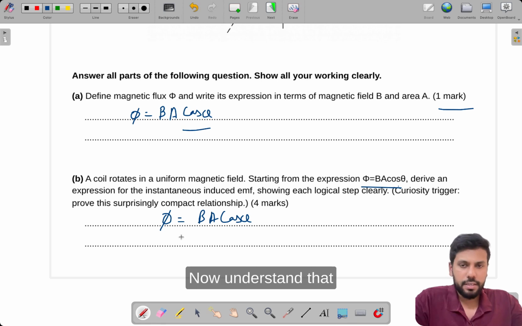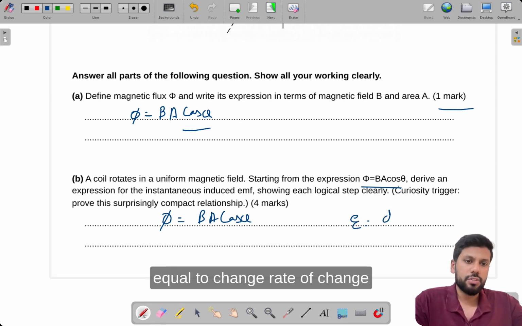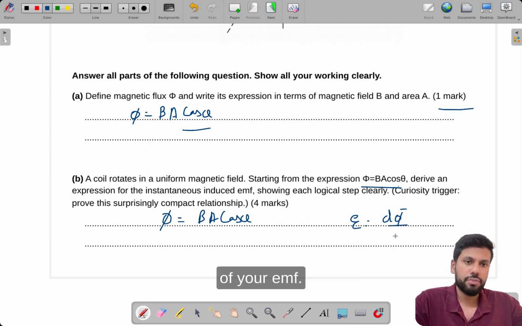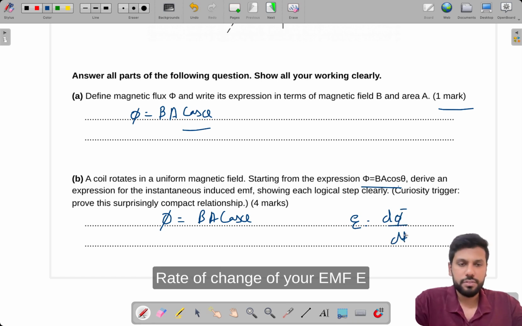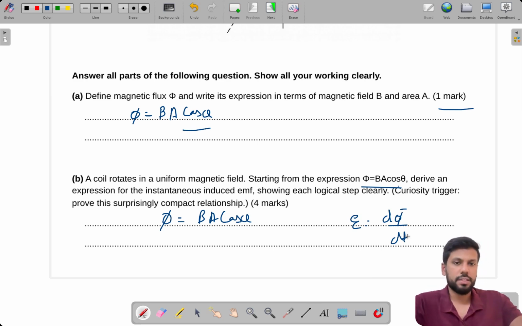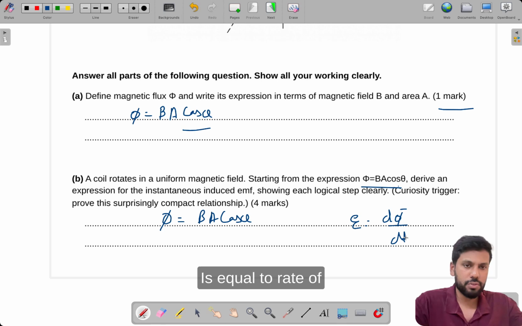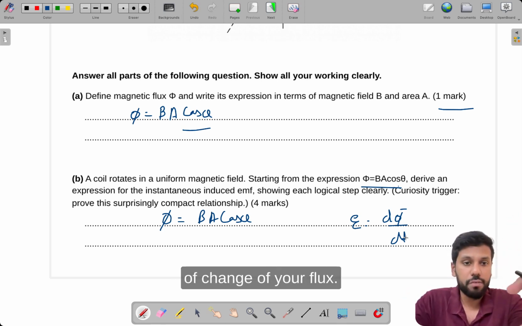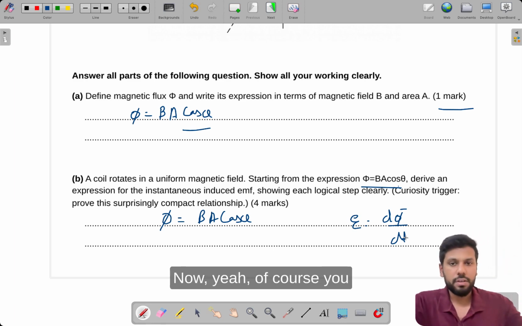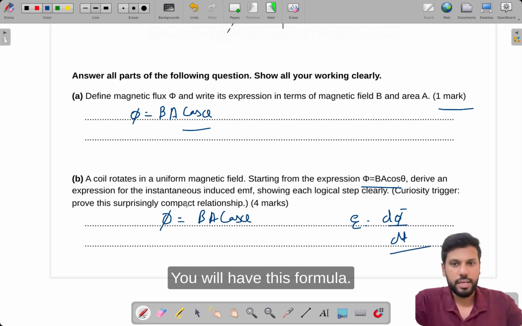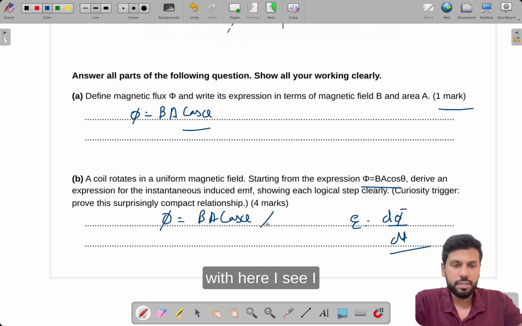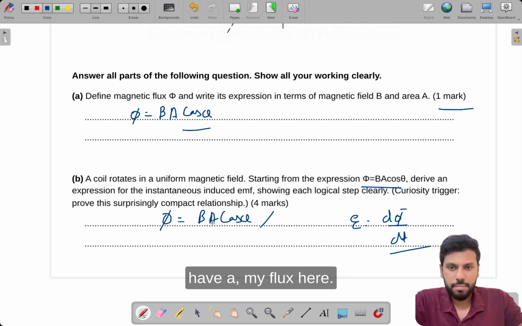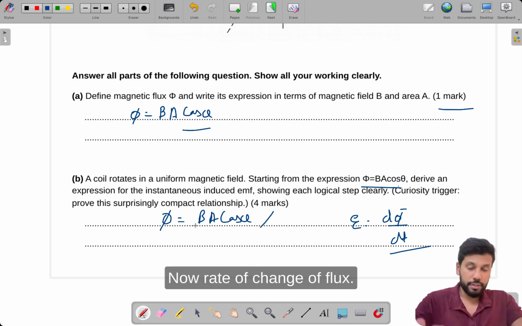Now understand that Faraday's law says that the EMF is equal to the rate of change of flux. Sorry, EMF is equal to rate of change of your flux. Of course, you will have this formula. Now, what I'm going to do here, I have my flux here. Now, rate of change of flux.